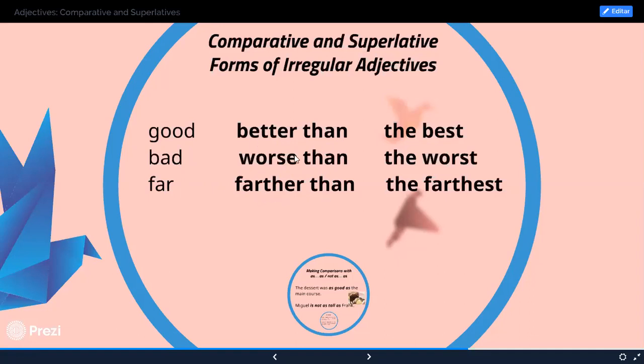So you can see that here we have the comparative form of these irregular adjectives. Good, better than, bad, worse than, and far, farther than. Okay? Esta es la forma comparativa de estos tres adjetivos. Ahora bien, la superlativa, we have the best, the worst, and the farthest. Okay? ¿Alguna pregunta hasta acá?